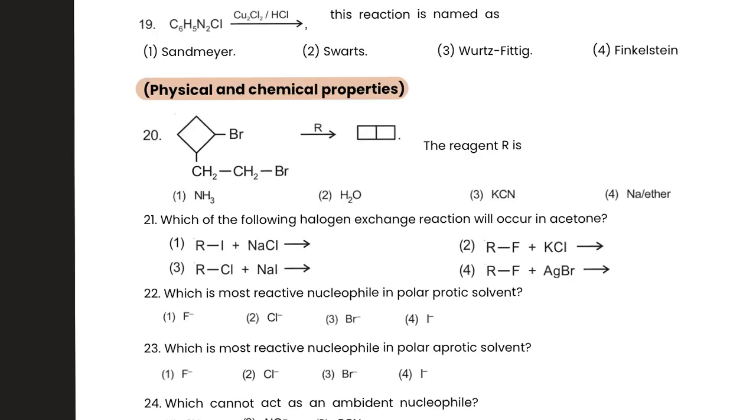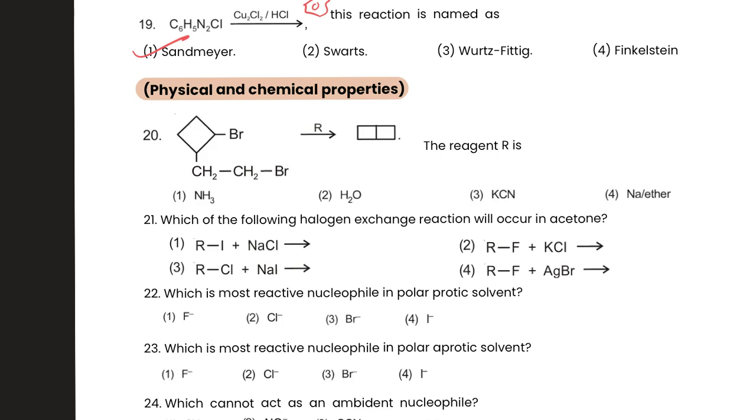Now the 19th question: benzene diazonium chloride, cuprous chloride and HCl. This is called the Sandmeyer reaction, a direct preparation. On this, it gives chlorobenzene as the product, that's why it is the Sandmeyer reaction.